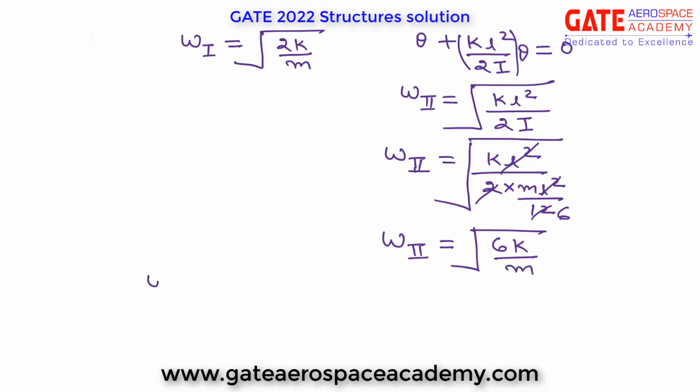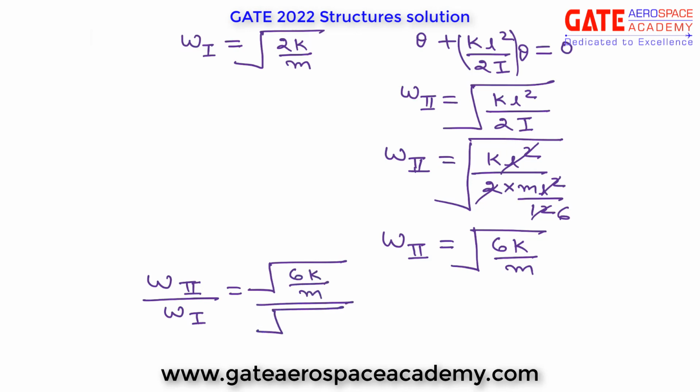So let's find out the ratio. Omega 2 by omega 1 is equal to under root 6k by m upon under root 2k by m, right? This will get cancelled out, so it will be under root 3, that is 1.73.